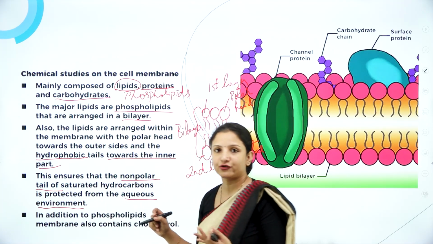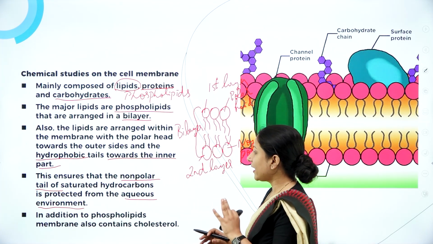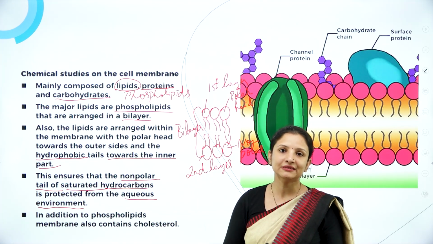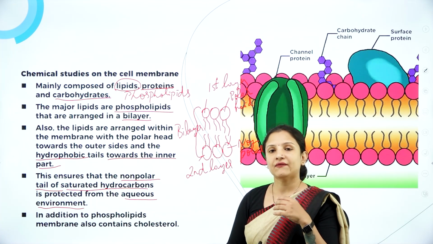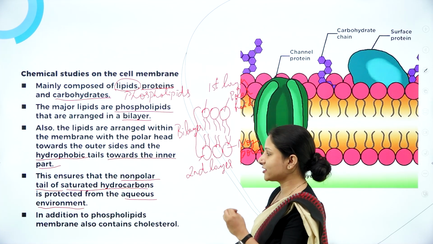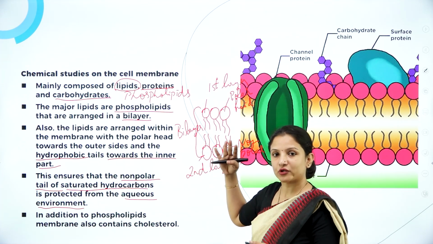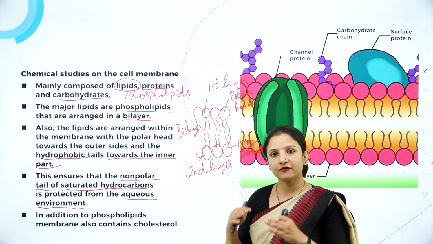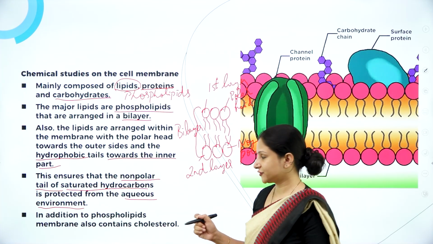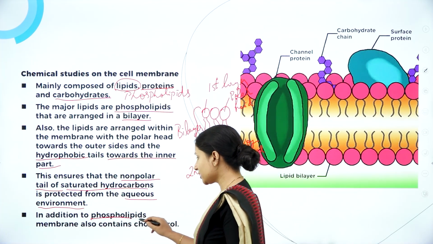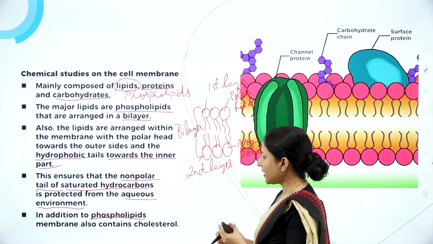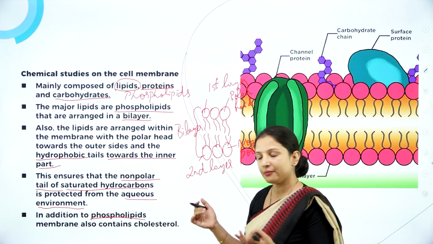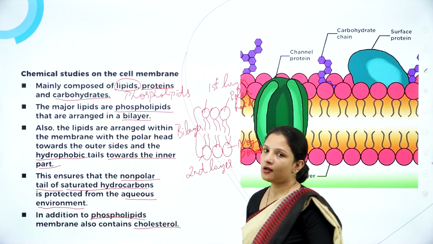Why? Because they are hydrophobic. They do not like water. And these non-polar tails are made up of nothing but saturated hydrocarbons which do not like water, or they have a repulsion towards water, and hence they should be placed towards the inside, protected towards the inside of the membrane. So that is the reason. And apart from the cell membrane having phospholipids, as I told you, majorly they are made up of phospholipids. Apart from that, they also have proteins, carbohydrates, and to some extent they have cholesterol as well.